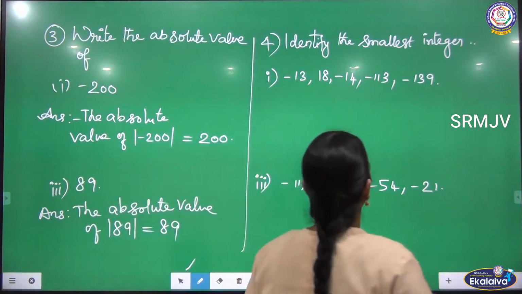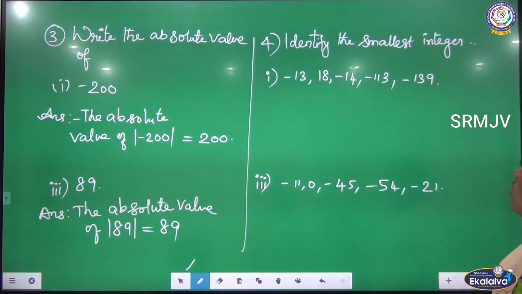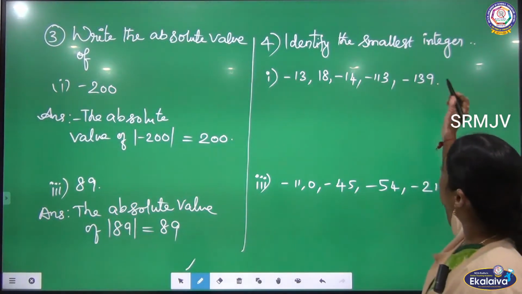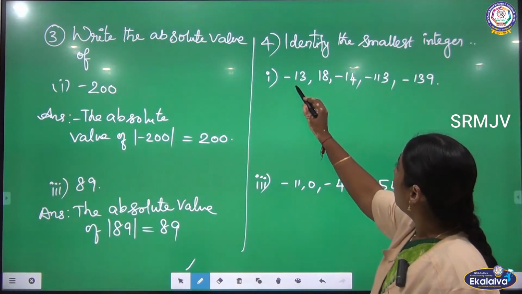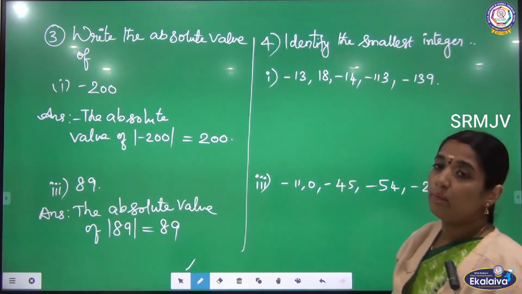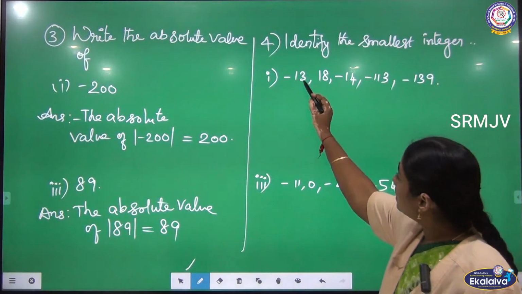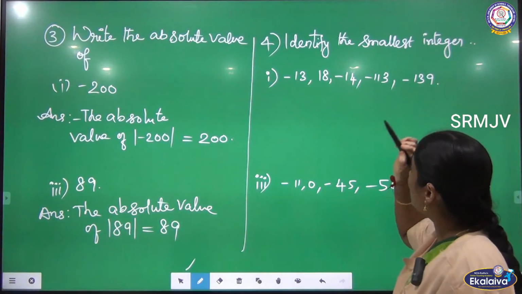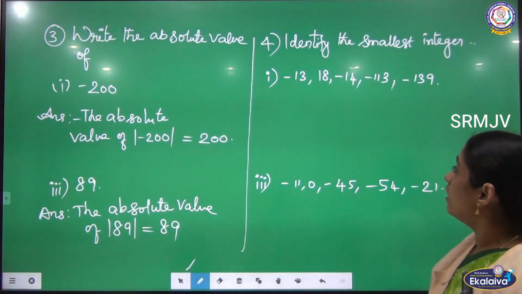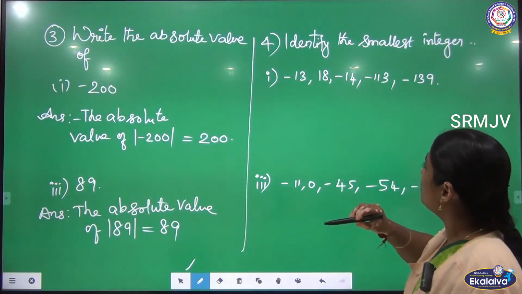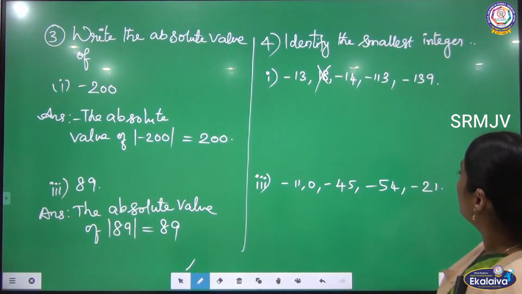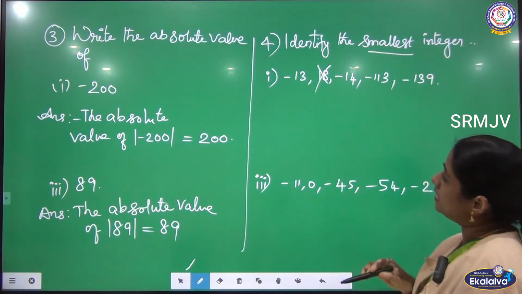Now I am going to identify the smallest integer. Listen, what is the smallest integer here? All are in the negative sign and this 18 is positive. Okay. Minus 13, 18, minus 14, minus 113, minus 139. So this is a positive integer, so it will not come, because they are asking for the smallest integer.